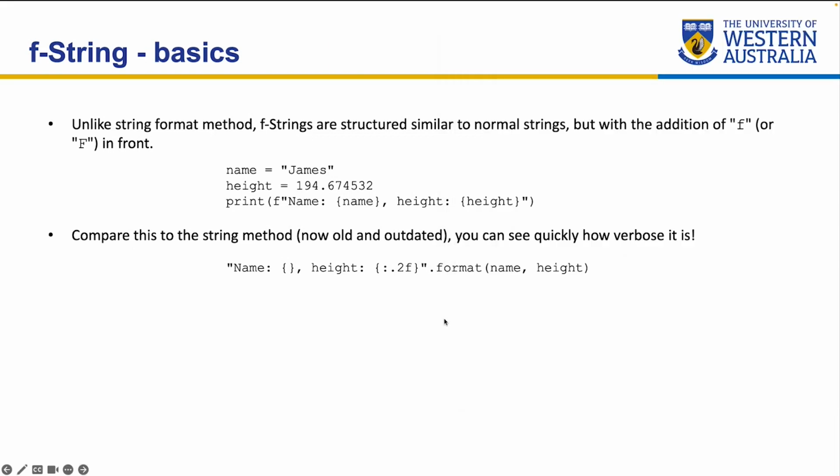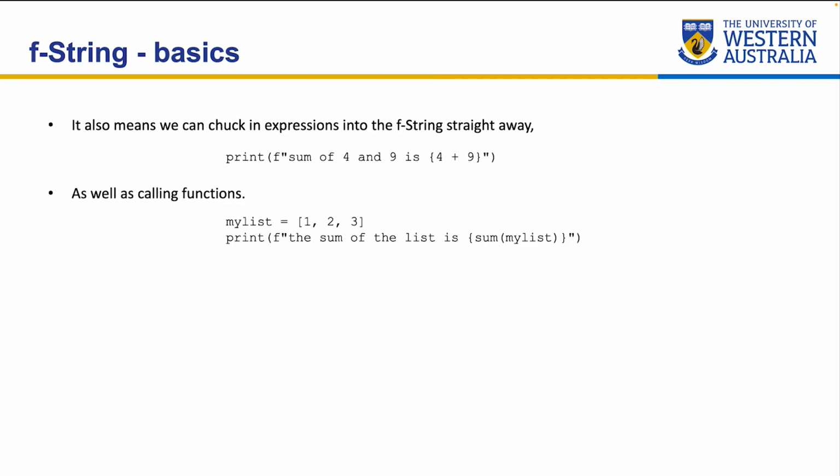Okay, and before f strings, we used to use the formatting which looks like this. But sometimes it's quite confusing because you have to match which variable goes into which brackets. So you see that f strings are much more readable than any of the previous methods that we can use, and also simpler than concatenating the strings. Okay, and this also means we can chuck in expressions into f strings straight away.